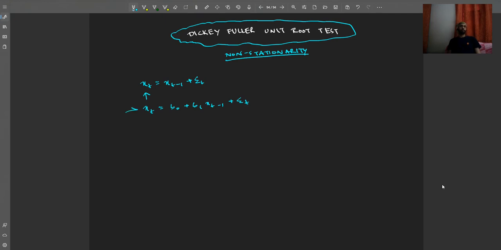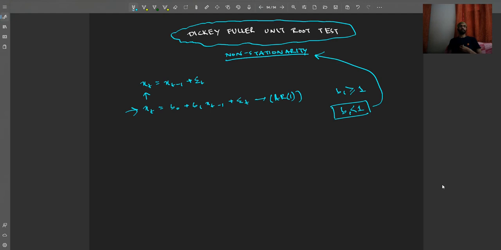Now this AR1 model has some limitations, friends. We cannot accept a model which has a b1 which is equal to or greater than 1. b1 cannot be equal to 1 or greater than 1. We only accept equations where b1 is less than 1. This is the only case where the non-stationarity condition is fulfilled.